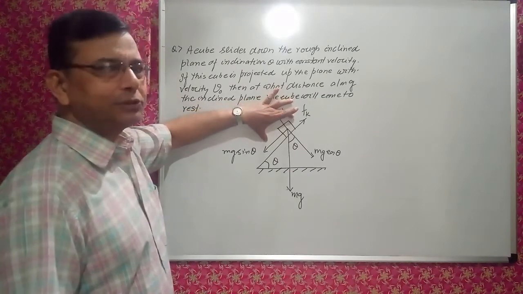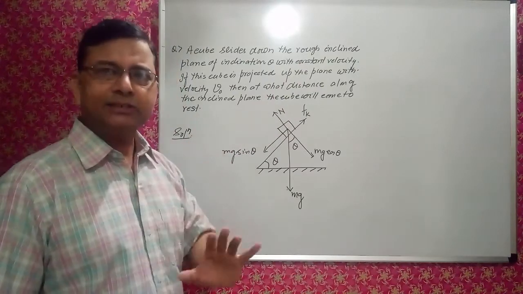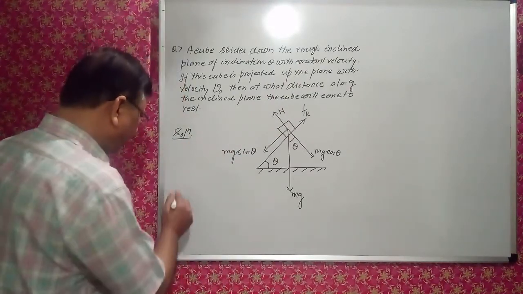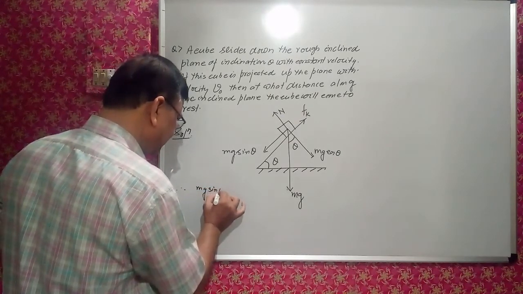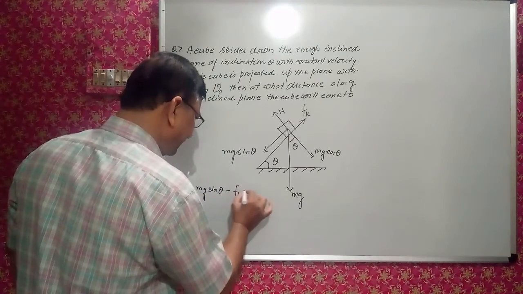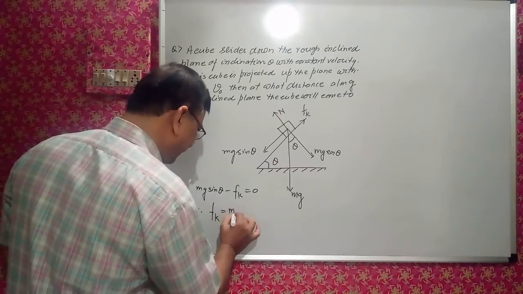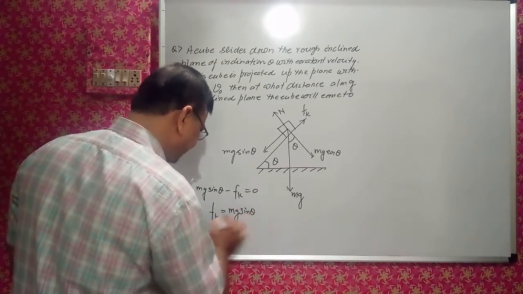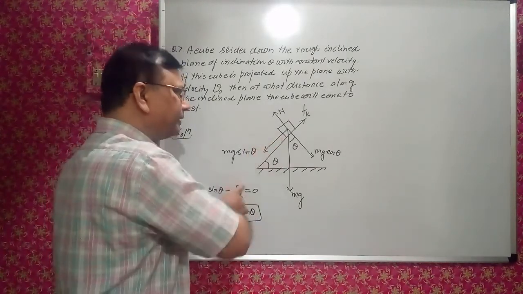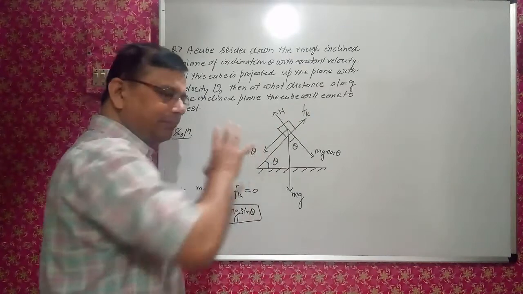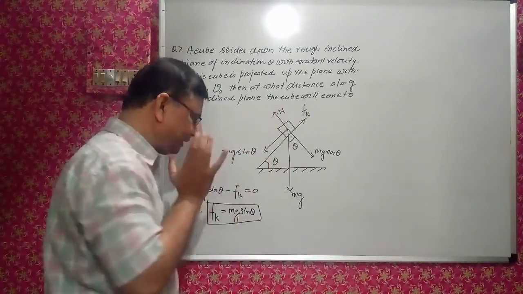Since there is no acceleration, the net force acting on the object along this plane has to be 0. Therefore we can write mg sin theta minus Fk equals 0. Therefore kinetic friction Fk is equal to mg sin theta. So we got the kinetic friction acting on the object in the upward direction, which means when it is in motion with constant velocity, then kinetic friction is mg sin theta.